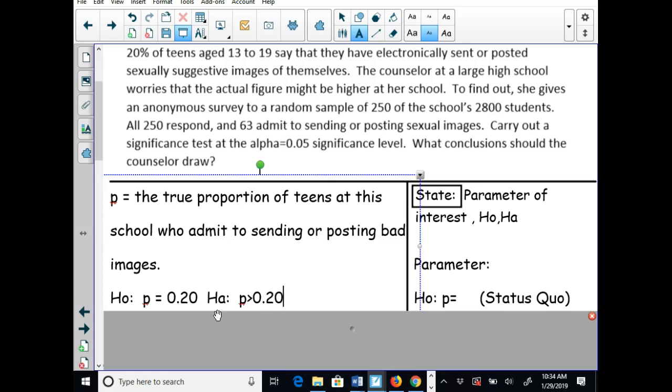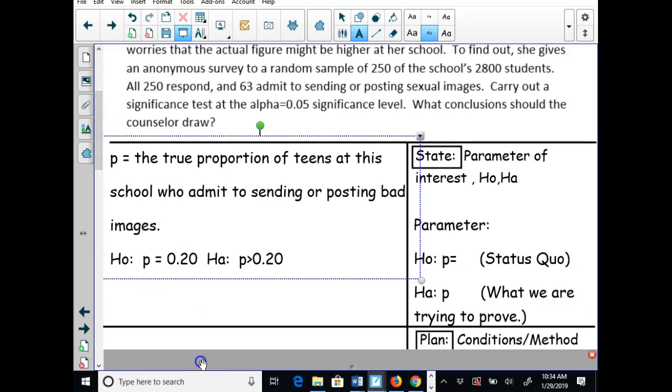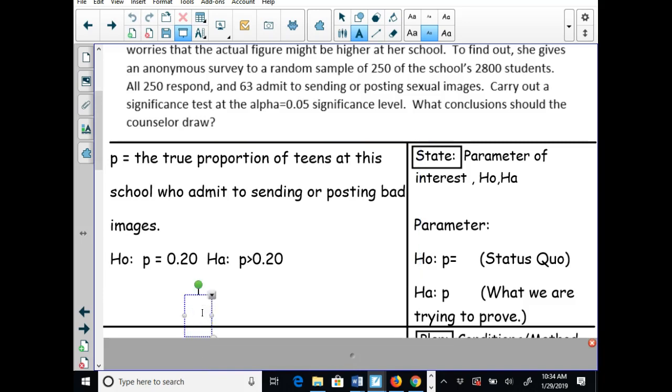Okay, so now we have a sample right here. Here's 250. That's our sample. That's part of our sample. So 63 divided by 250, that's our p-hat. We're not going to worry about that quite yet. I just want to make sure that you guys know exactly what I'm looking for in the state step.